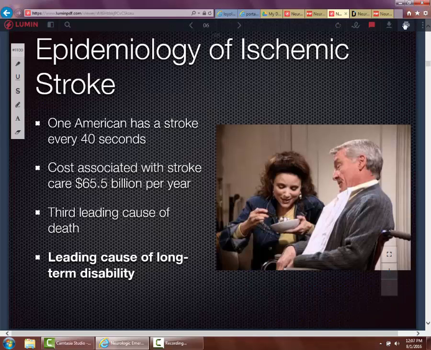So this is the most important part of the PowerPoint. Does anyone know what this picture is from and why it's up here? It's from Seinfeld, good. And what happened to this person? He had a stroke. He had a stroke on the show, and Elaine is left to take care of him for the rest of his life. She doesn't, but he has profound disability.